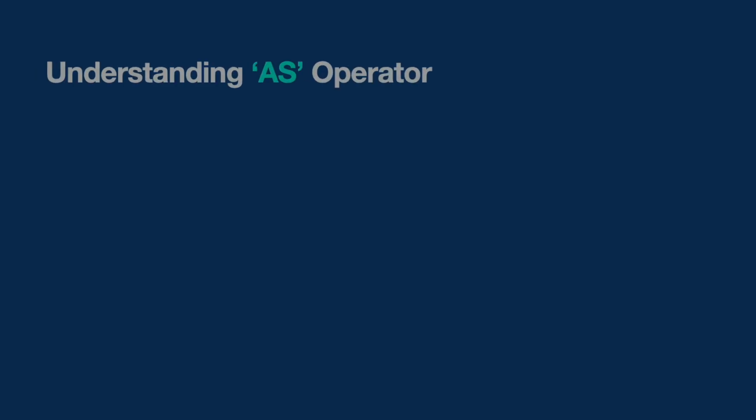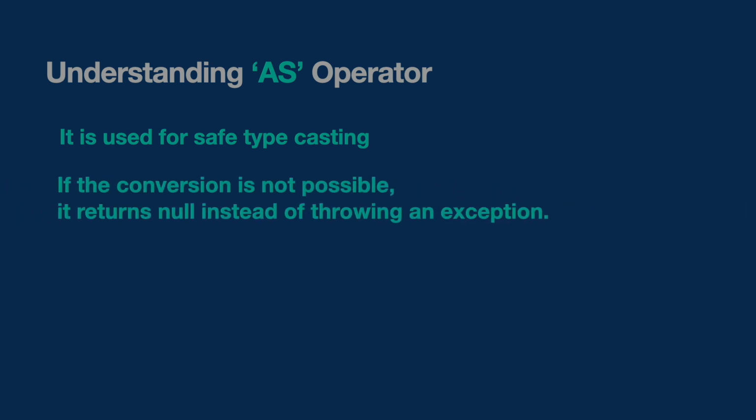So let's understand the as operator. It is used for safe type casting. What is safe type casting? Safe type casting refers to a way of converting an object from one type to another without causing a runtime exception. So you will not get any runtime exception or surprise exception. If the conversion is not possible, it returns null instead of throwing an exception. This is the beauty of it.